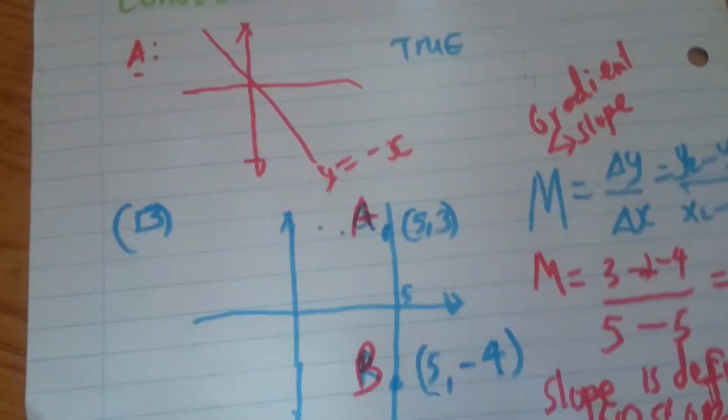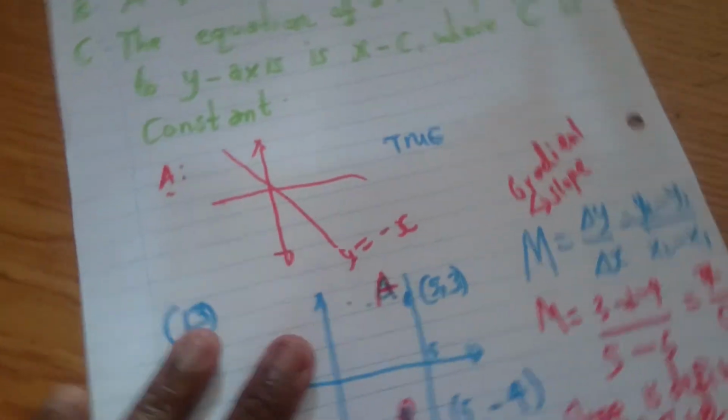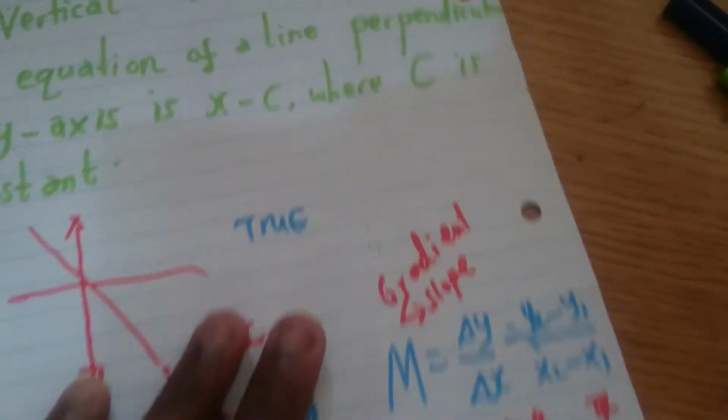Yeah, so that's how we say it. So option B is true. Okay, what about if you have a horizontal line? It's not part of the question, but let me show you how it works if you have a horizontal line.